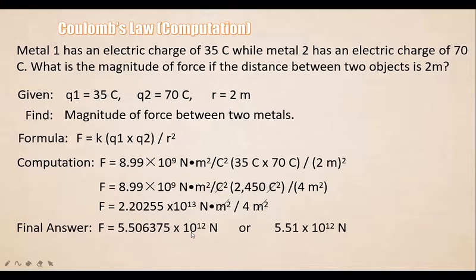5.506375 times 10 raised to 12 Newton, since we canceled the unit meter square. Then if we're going to round it off, the answer will be 5.51 times 10 raised to 12 Newton. So that is the magnitude of force between the two metals in our example number 2.